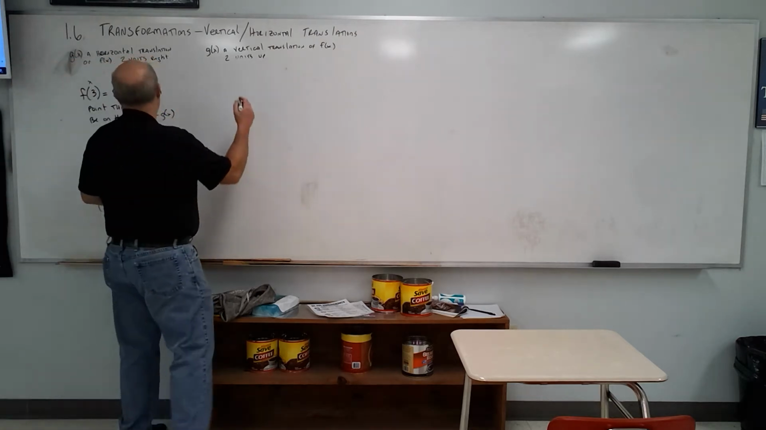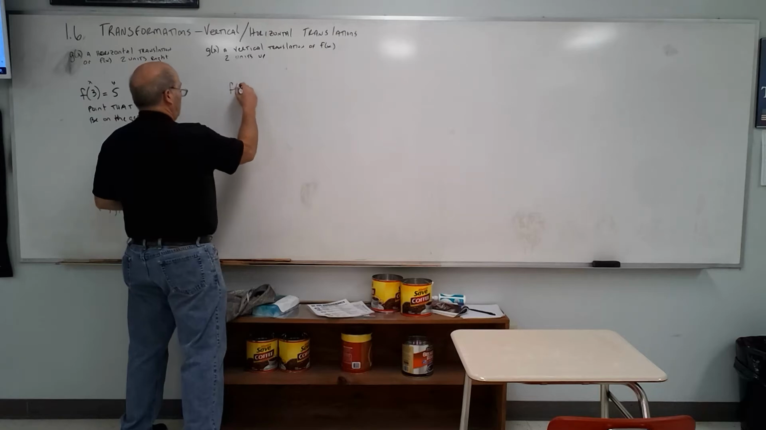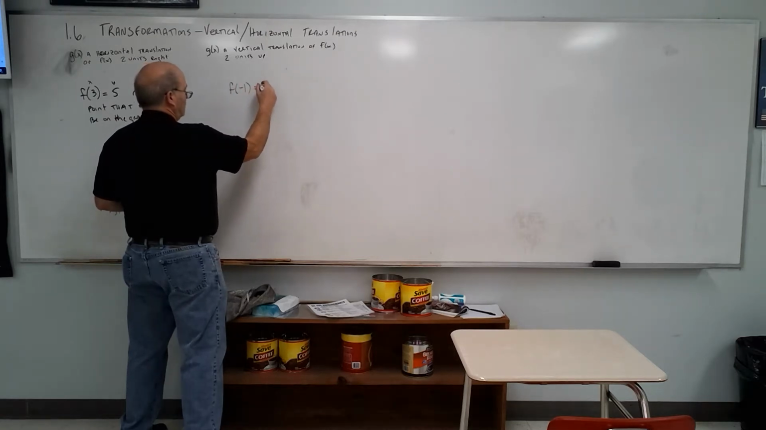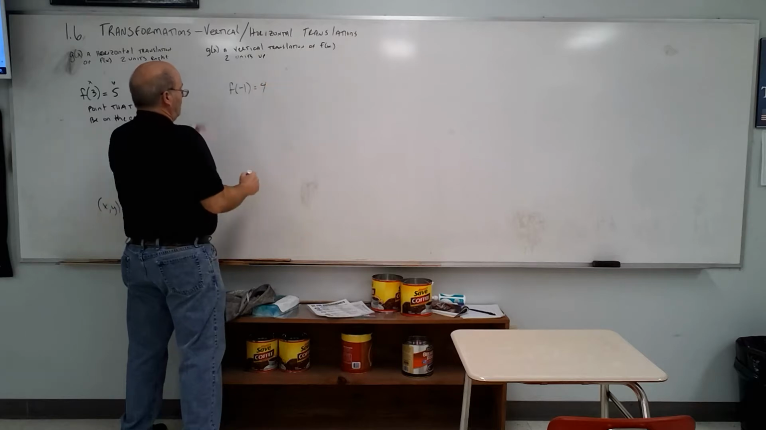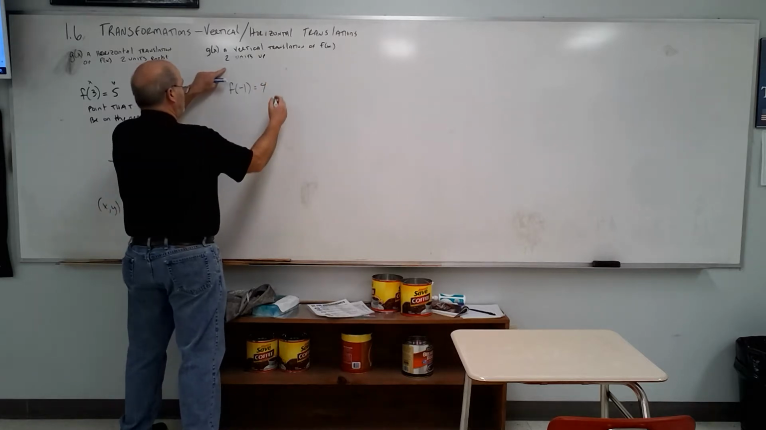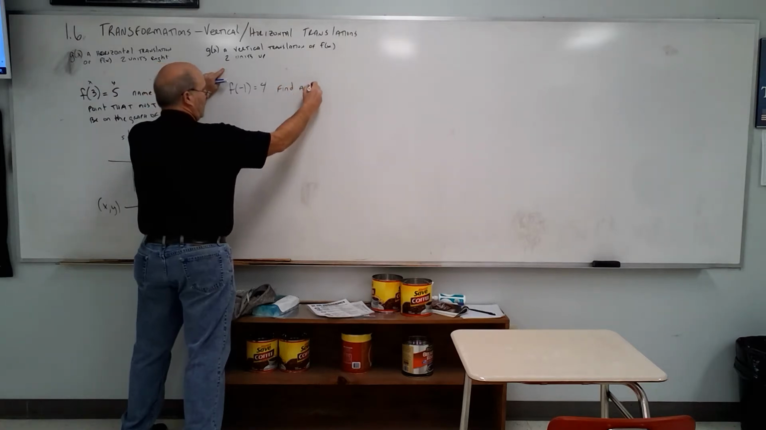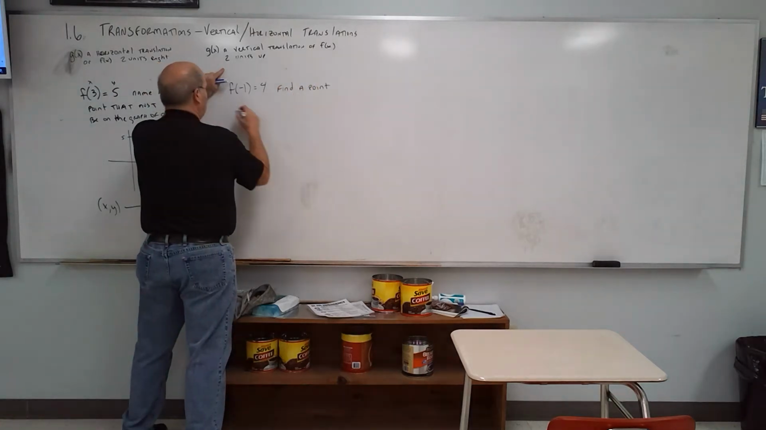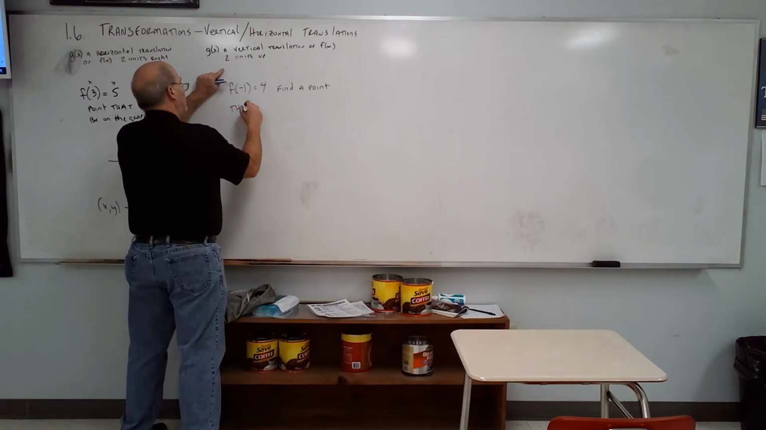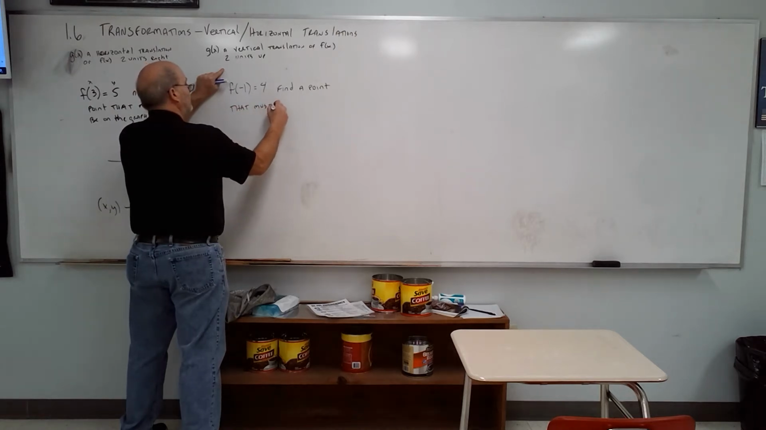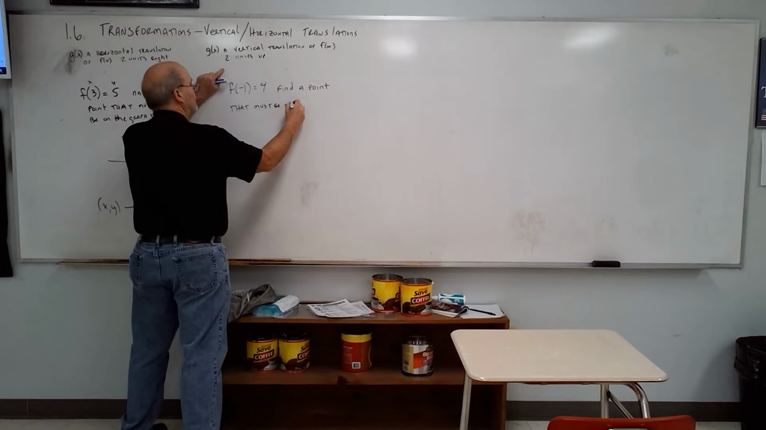If we're going to take, and let's say we have a function f of x, and let's say f of negative 1 equals 4. If we're going to shift that function 2 units up, we're going to find a point that must be on the graph of g of x.